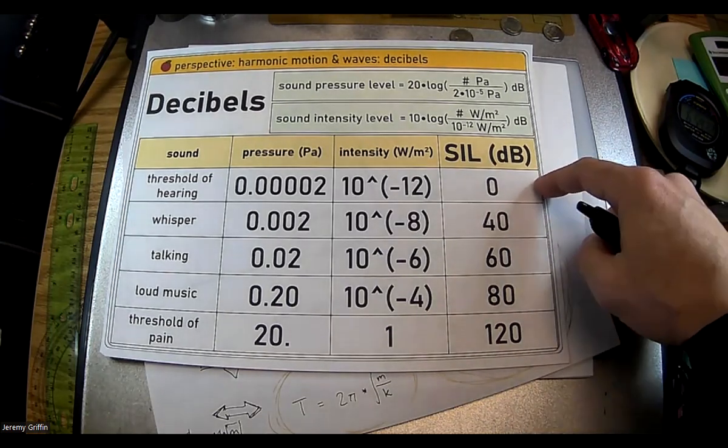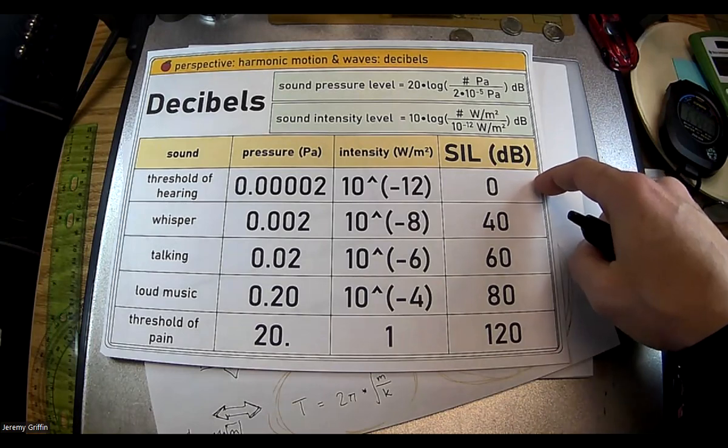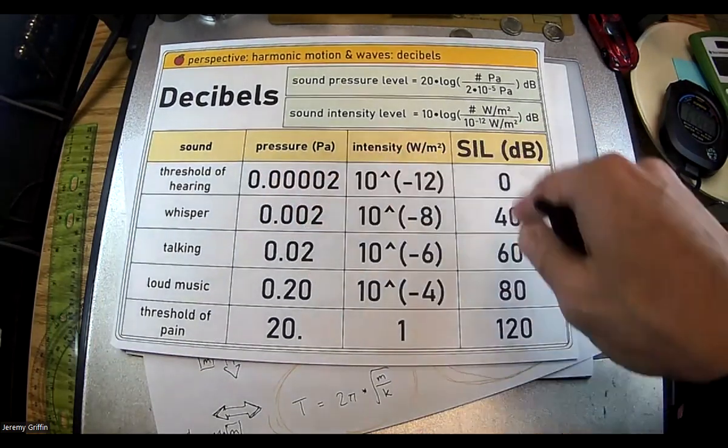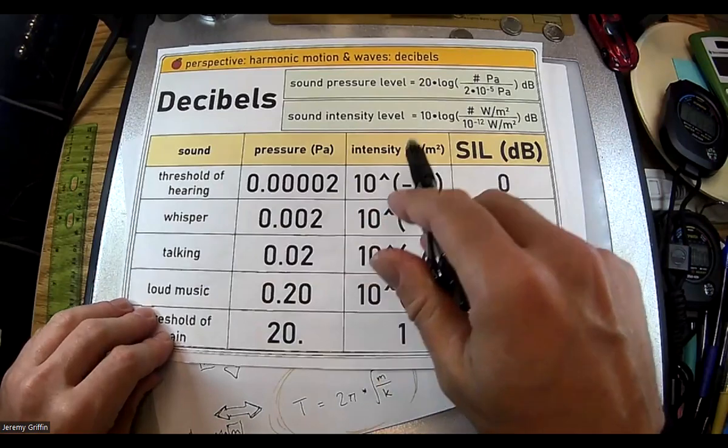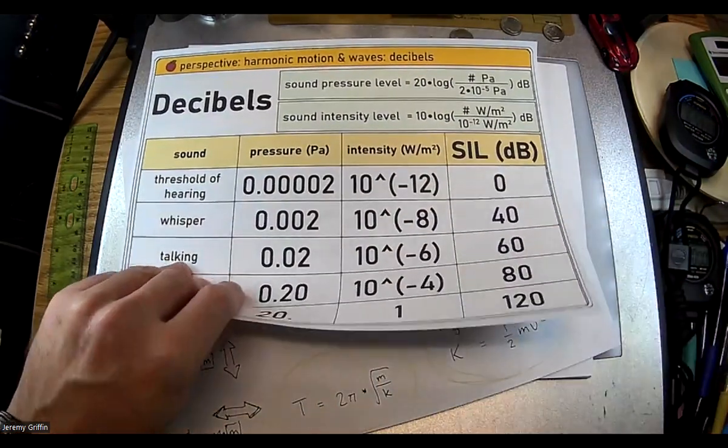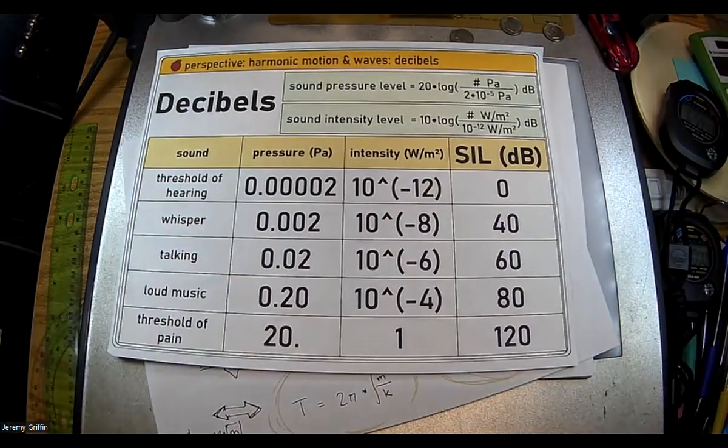0 decibels doesn't mean 0 sound. Like 10 to the power 0 is not 0. So it's just extremely quiet. Here it is in terms of pressure or in terms of intensity. Okay, all right, there you go. There's the ones I didn't get to the other day.